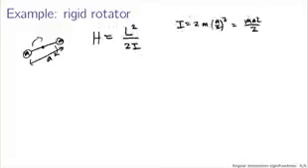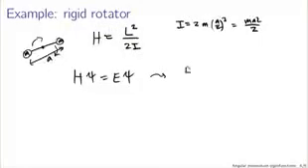The time-independent Schrodinger equation then becomes H times my wave function is E times my wave function. That's my original. When I substitute in the specific definition of the Hamiltonian here, I have L squared, my angular momentum operator, divided by twice my moment of inertia, which is just ma squared. I have a 2 here, and I have a 2 here, and they cancel each other out. So L squared acting on psi is going to be equal to E times psi.